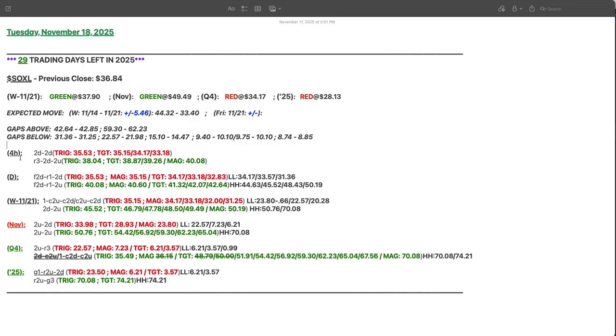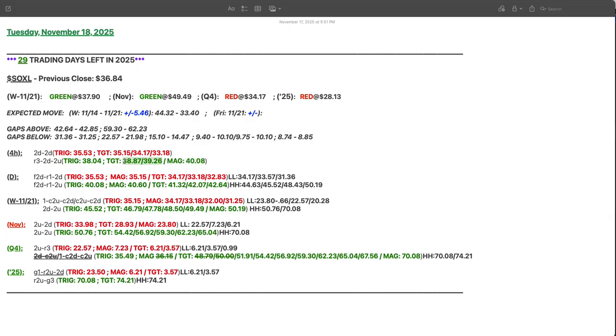If we look at the 4-hour chart, we know that if we go to the downside, it's a 2 down continuation, triggering at 35.53, first target of 35.15, and then extended targets of 34.17 and 33.18. That's on the 4-hour chart. Now, if we go to the upside, that does trigger a 2 down, 2 up, triggering at 38.04 with a magnitude of 40.08. Right, so that's a little bit more magnitude to work with.